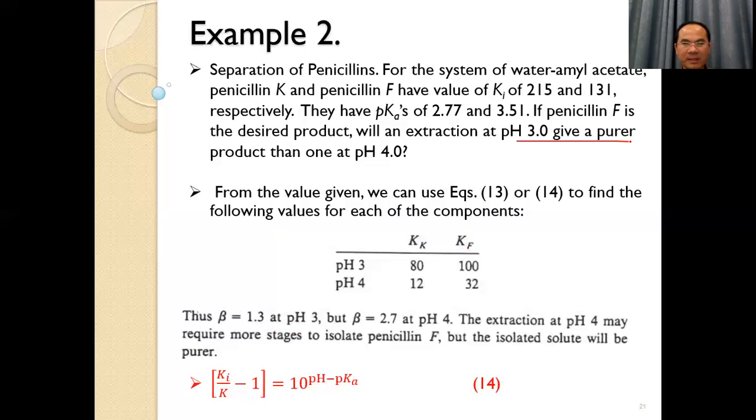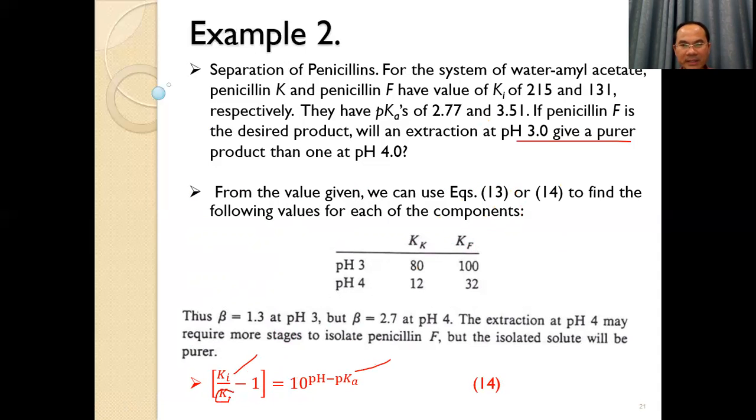Okay. For this case, you can use equations 13 and 14 to calculate the K value, just like this. Ki divided by K minus 1 equal to 10 to the power pH minus pKa. We know Ki for each pH and we know pKa for each pH. So you substitute Ki, pKa, and pH, and you can solve for K.